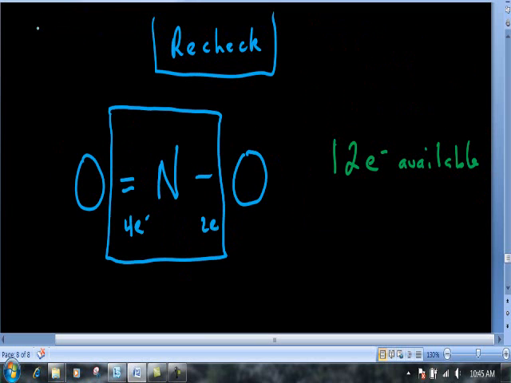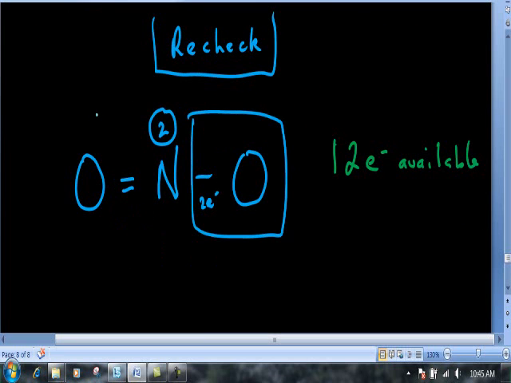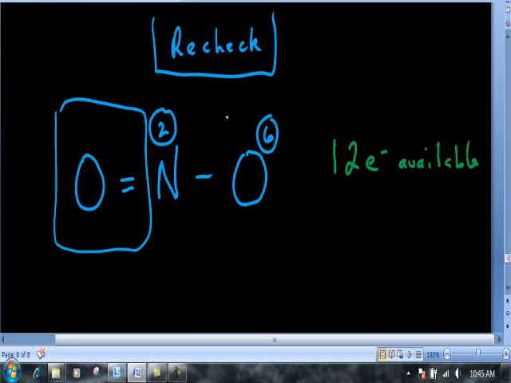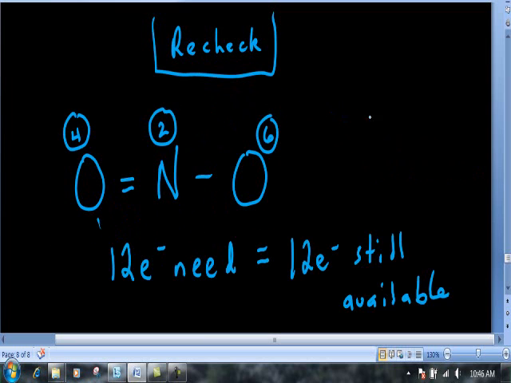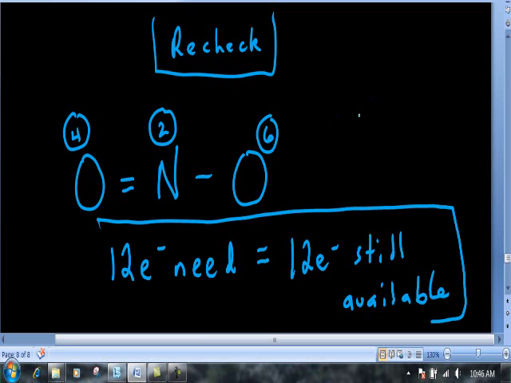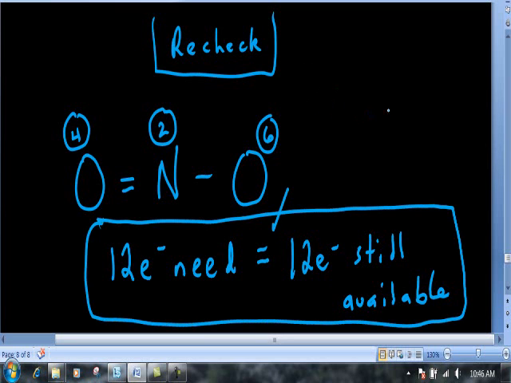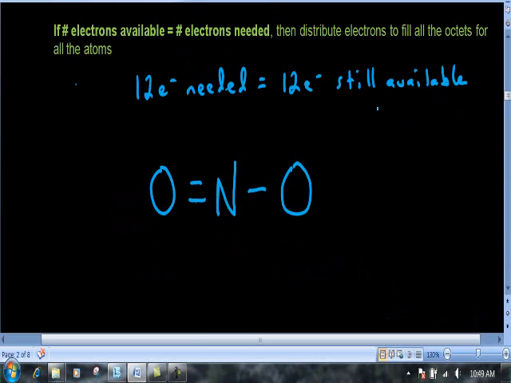Nitrogen, with a double bond on one side and a single on the other, has 6 electrons in bonds, so nitrogen needs 2 electrons to complete its octet. Our oxygen on the right has 2 electrons in a bond, so this oxygen needs 6 electrons to complete its octet. The oxygen on the left has 4 electrons in the double bond, so this oxygen needs 4 more electrons to complete its octet. We now find for this skeleton structure we have 12 electrons needed to complete the octet for all of our atoms, and 12 electrons are still available. So they are now equal to each other when we compare them.